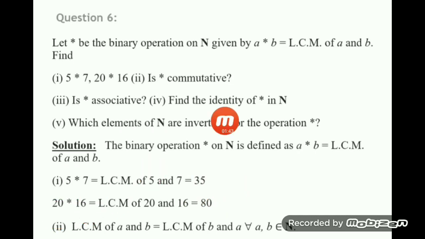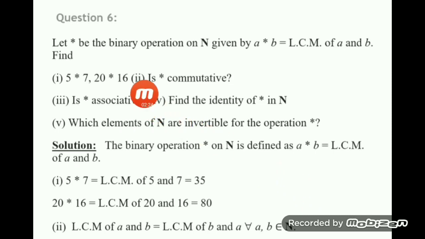Similarly 20 star 16, LCM of 20 and 16. How to do it? Here we have common factors, so you can do it by short multiplication method as you have done in the earlier classes. First take 20 and 16. Both of them are divisible by 2 first, right? Then the divisor is 2, and the quotients are 10 and 8. Again both of them are divisible by 2, that gives you 5 and 4. 5 and 4 are co-primes, so they have no common factor. So your LCM is 2 into 2 into 5 into 4, which is equal to 80. You can check by doing the calculation yourself.